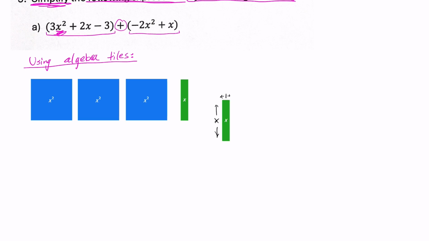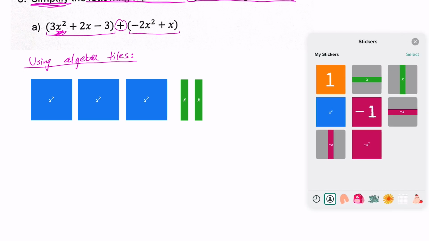Okay, so that's why that works. Okay, so there's my 2 x's right there. And then right here, I have 3 negative pieces, so 3 constants. And my constants look like these right here.